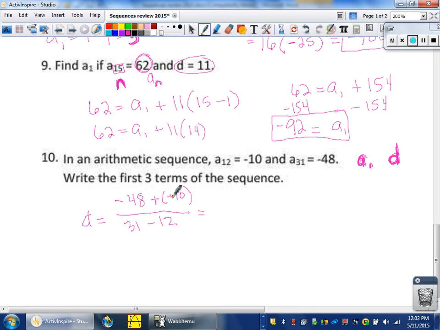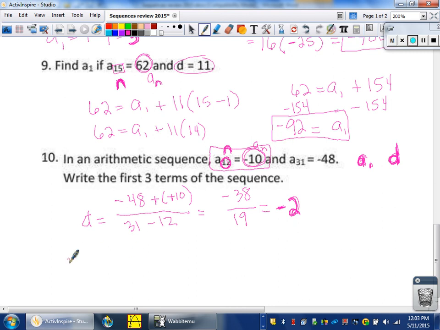This is a plus, negative 48 plus 10 is negative 38, over 19. So these have a difference of negative 2. Once we know the difference and a term, we can use our general formula. This is your n value, and it doesn't matter which one you use. This one is your a sub n value.